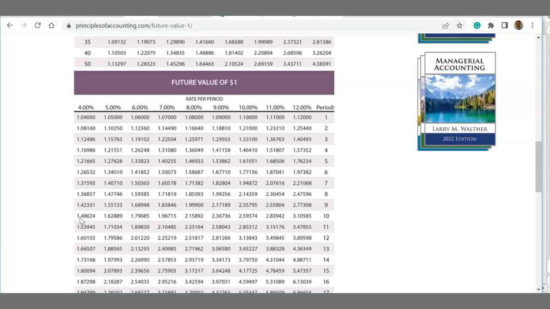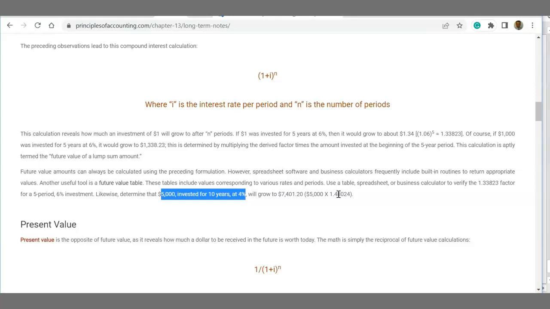That's 1.48024, and that's times 5,000, and that ends up to be $7,401.20 after 10 years of investment. So as you see, compounding is a very strong factor for creating an investment.